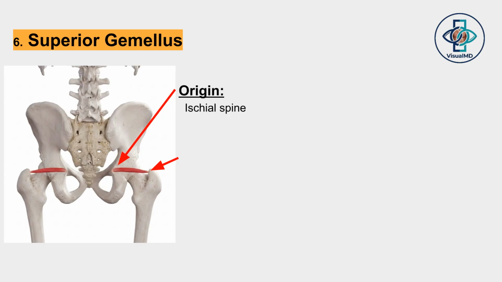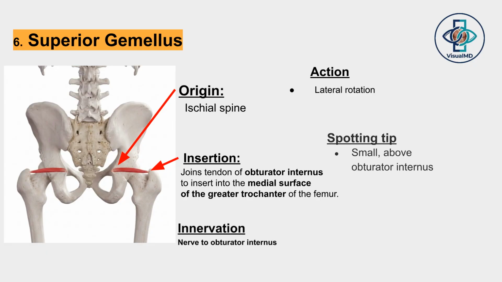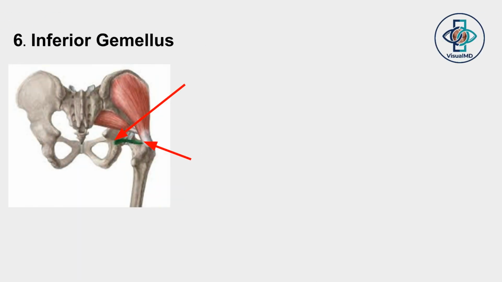Superior gemellus. Superior gemellus originates from the ischial spine and joins the tendon of the obturator internus to insert onto the medial surface of the greater trochanter. Its action is lateral rotation, and it is innervated by the nerve to the obturator internus. As a spotting tip, remember it is small and located directly above the obturator internus.